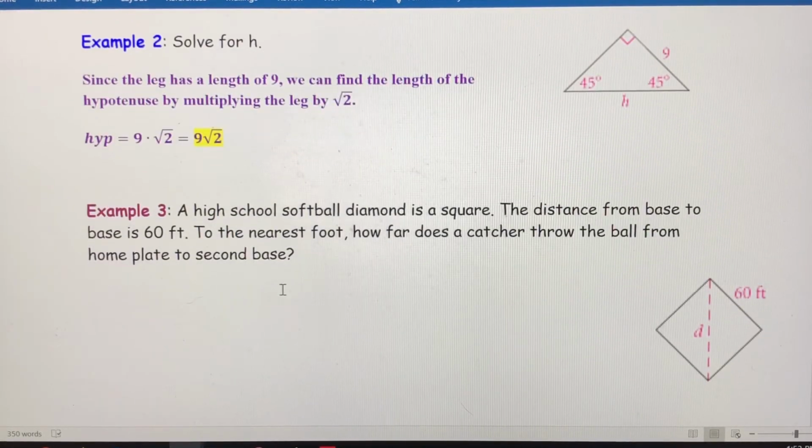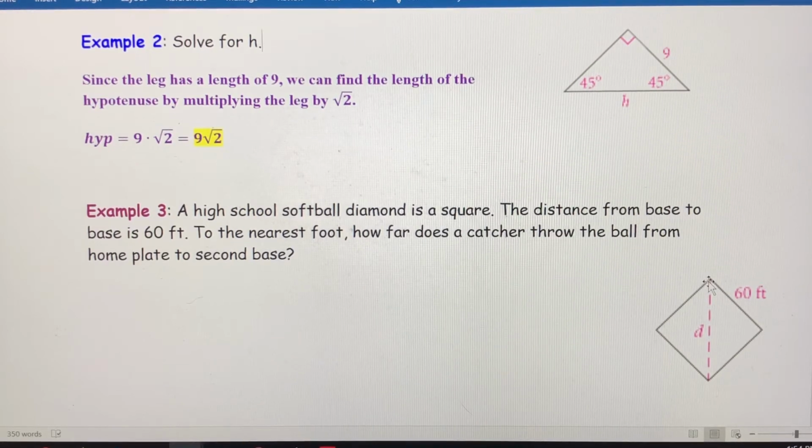Quick little word problem here. A high school softball diamond is a square, okay? So it looks like a diamond, but if you were to rotate it a little bit to the right or left, you would see that it's a square. The distance from base to base is 60 feet. So it's a square, so each of these is 60 feet, okay?